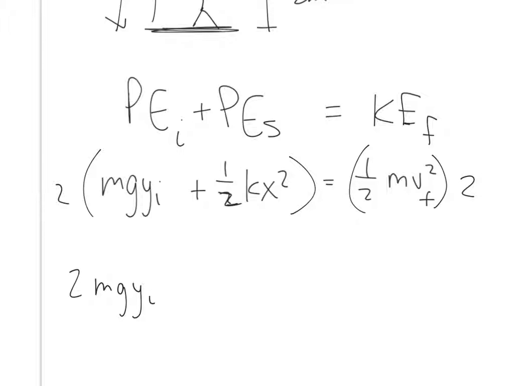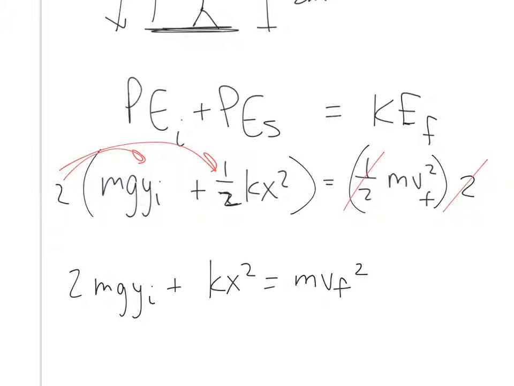2mgyi plus kx squared equals mvf squared. Again, what did I do? I multiplied by 2. I distributed the 2 to both of these here, giving me that next line there. The 2 times the 1/2 cancel each other out. I divide by mass.